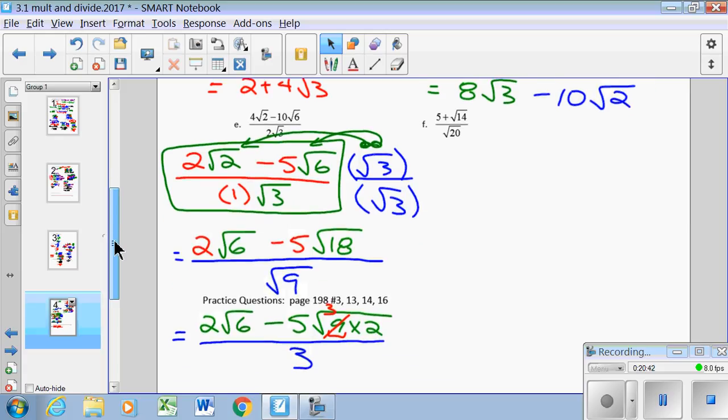One more example. See if you can do this on your own. Again, you've got a 5, the root 14, and root 20. See what you can do with this.